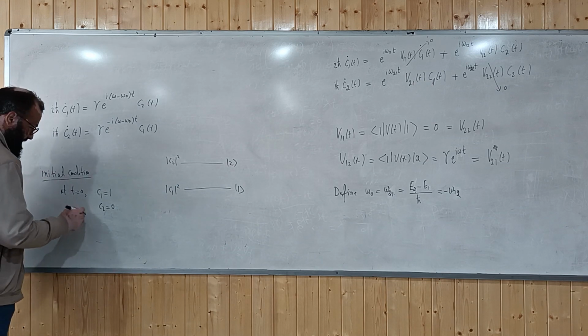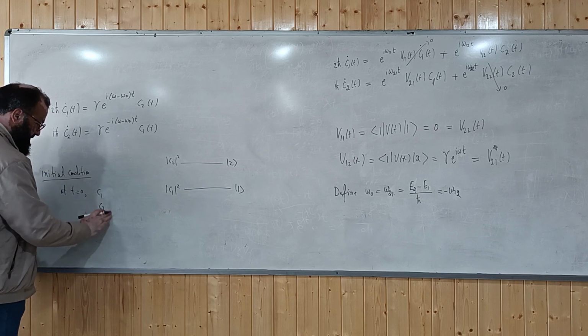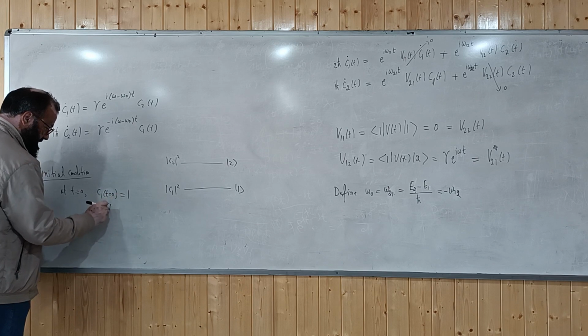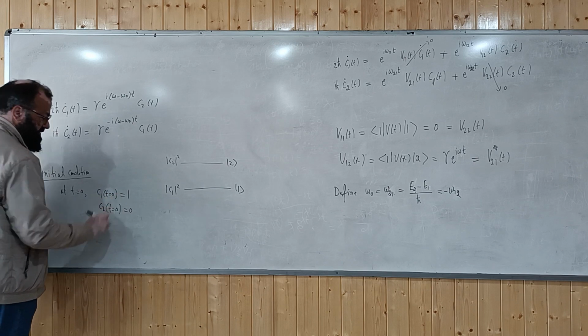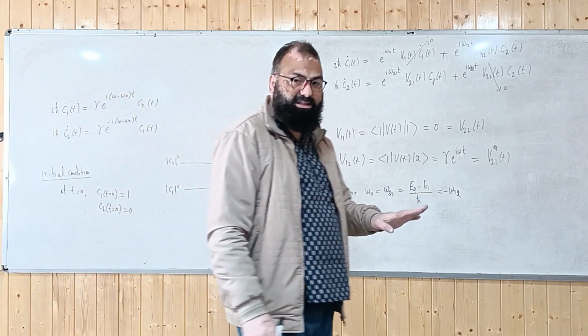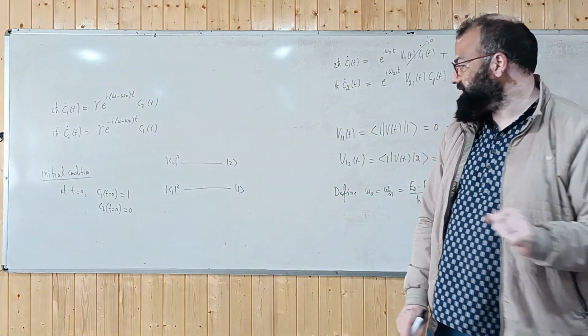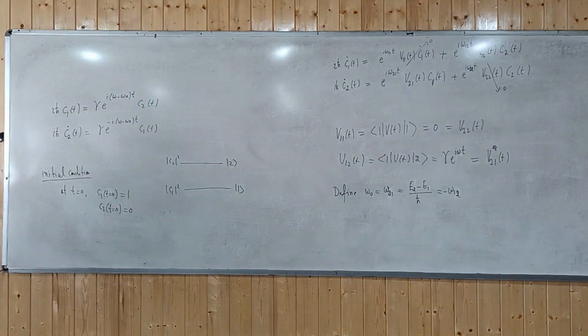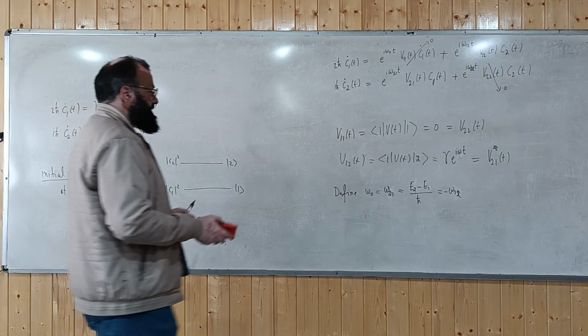Or I can write it this way. C1 at t equal to 0 is equal to 1, and C2 at t equal to 0 is equal to 0. So that means only the ground state is populated and the excited state is not populated. There is no population at all in the excited state. Clear? So subject to this initial condition, let me simplify this very equation.